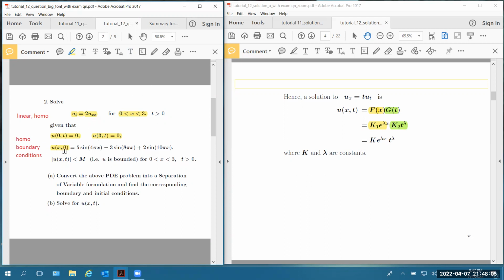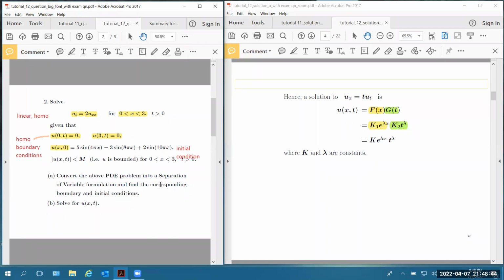Now this one, u(x,0), means t is 0. So t is 0 means initial condition. So this one is called the initial condition. Just this one is the homogeneous boundary condition, and this one is the initial condition. And of course, the third one here is just saying that the absolute value of u(x,t) is less than M, meaning that u is bounded.